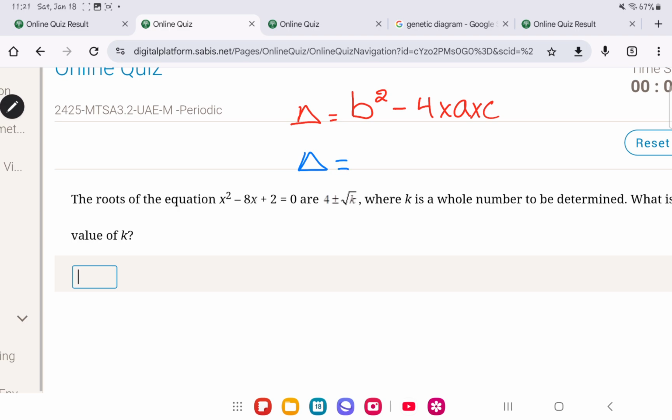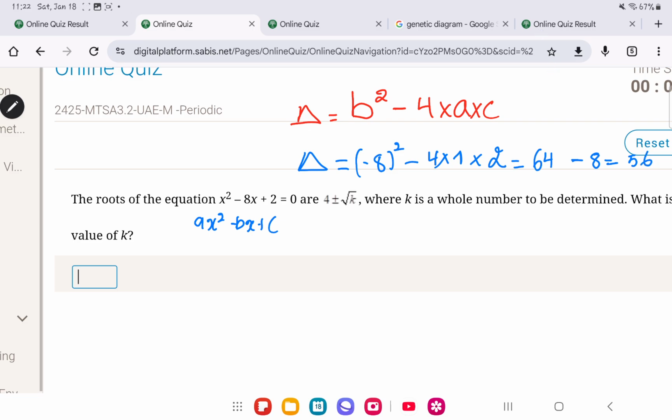Delta or discriminant is equal to b. Let us first state our a, our b, and our c. ax squared minus bx plus c. This is the format. So we are going to take our b, which is minus 8 in this case. It's going to be minus 8 squared minus 4 times a, which is 1, times c, which is 2. So we are going to get 64 minus 8, which is then 56.